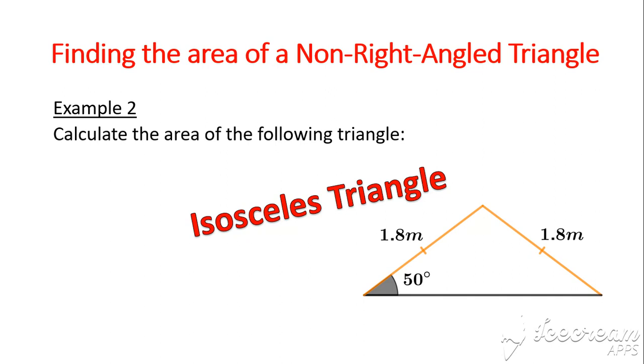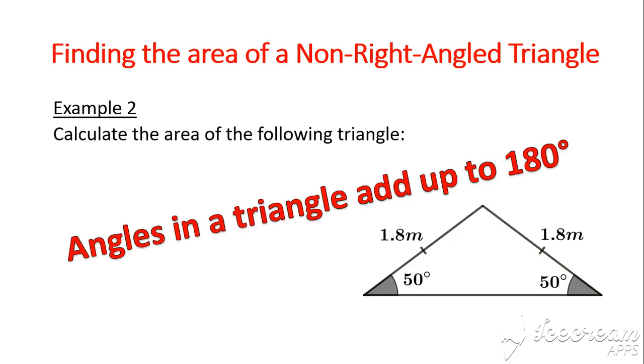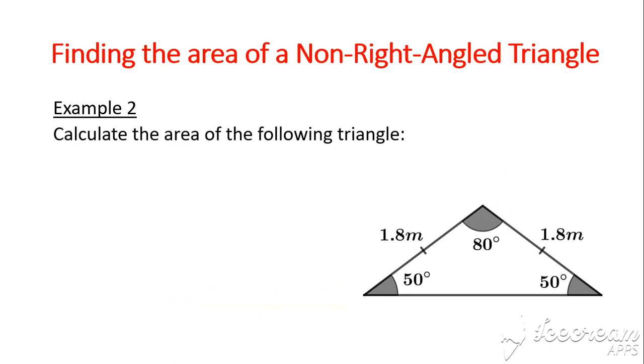This is an isosceles triangle. That dash here means these are both 1.8 meters. So therefore, that's 50 degrees, because we know base angles in an isosceles triangle are equal. And therefore, we can work out the last angle, because angles in a triangle add up to 180 degrees. So this angle here must be 80 degrees. So now let's re-evaluate and call this angle A, and these are the lengths of b and c.